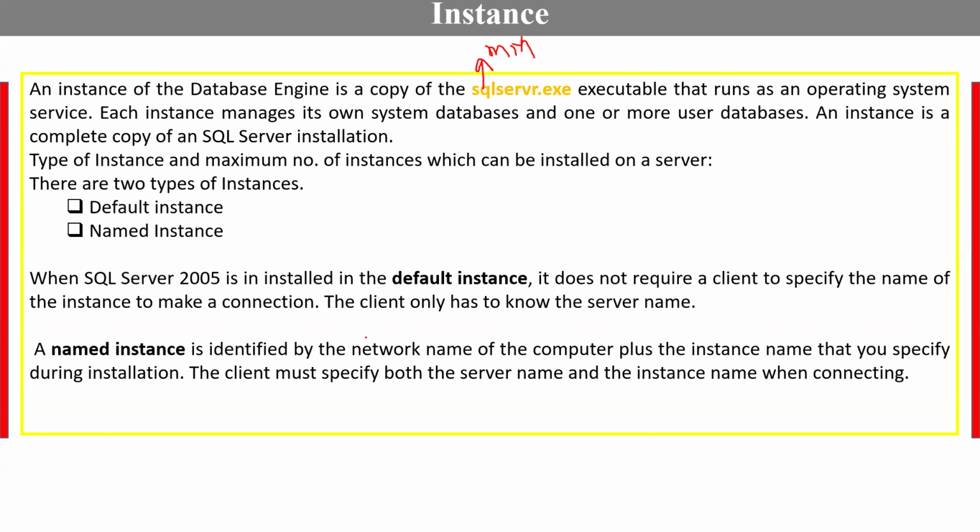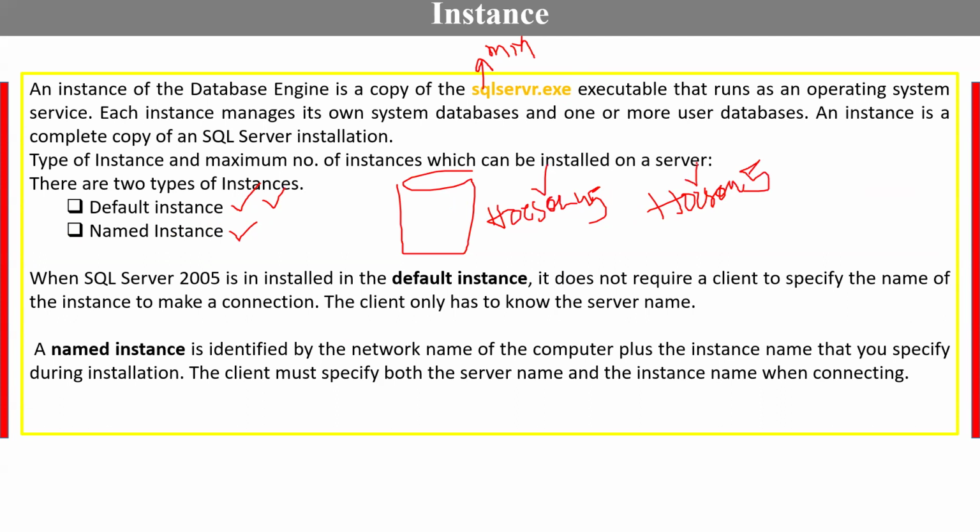And we have two types of instance. One is the default instance, one is the named instance. What do you mean by default instance? For example, this is my server, HOE SQL 45. When I'm installing SQL Server, if you select the default instance, the SQL instance name will be HOE SQL 45 only. Whatever the server name, the same name will be applicable for your SQL instance.